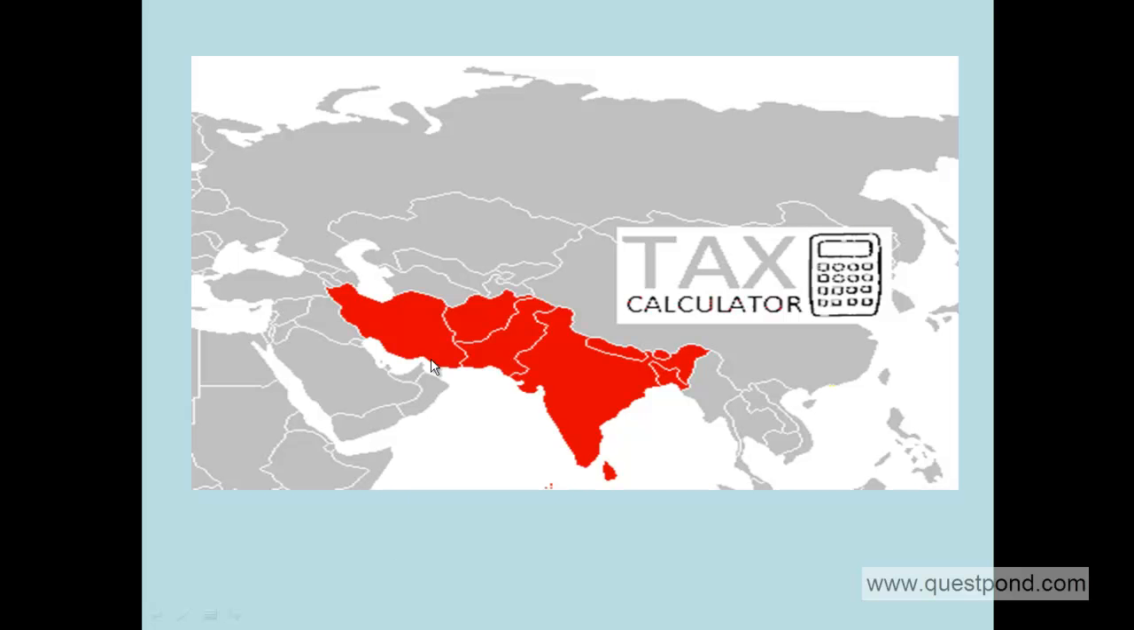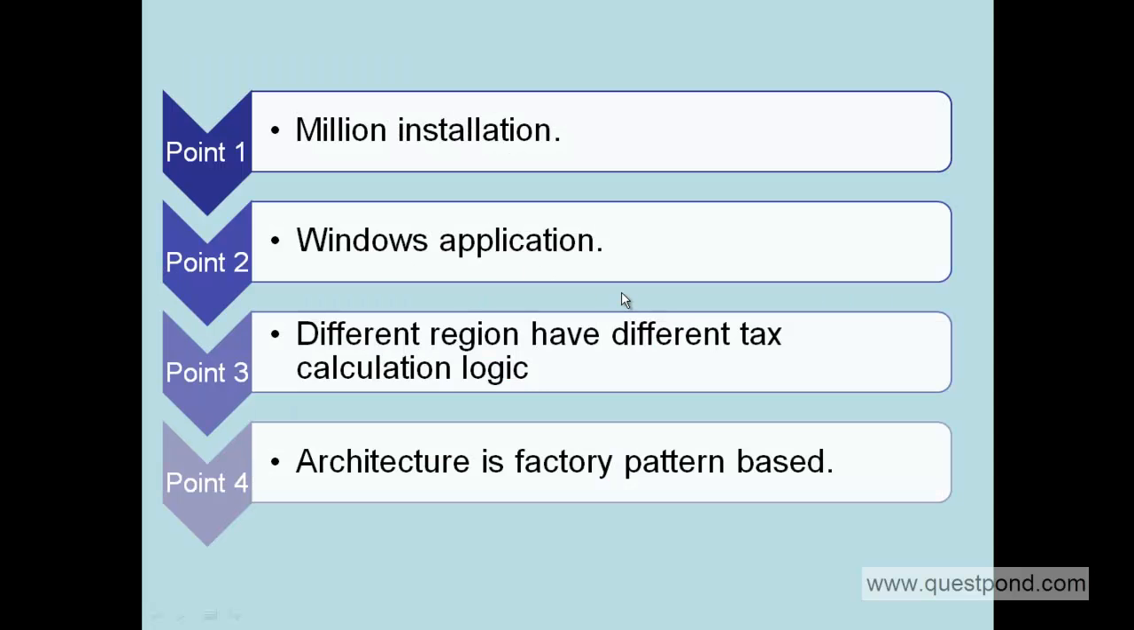It's about a tax calculator application. Now, this tax calculator application is famous across South Asia for doing tax calculations. It's a Windows based application, and for different regions it has different tax calculation logic. So when you execute the application, it will tell you to please select your region, and once you select the region, then depending on what region you have selected, the appropriate tax calculation logic will be executed. And the final important point is that the complete architecture of this project currently is based on factory patterns.